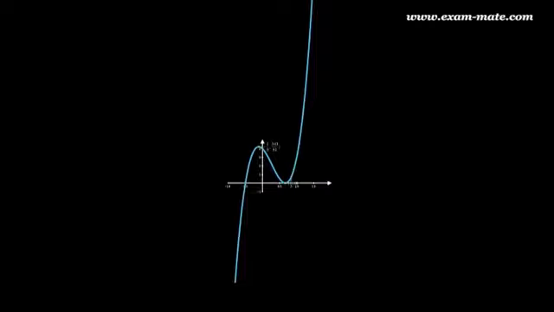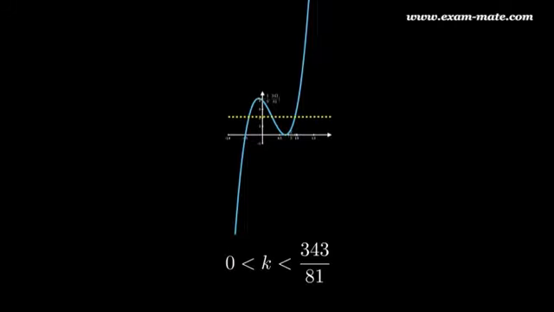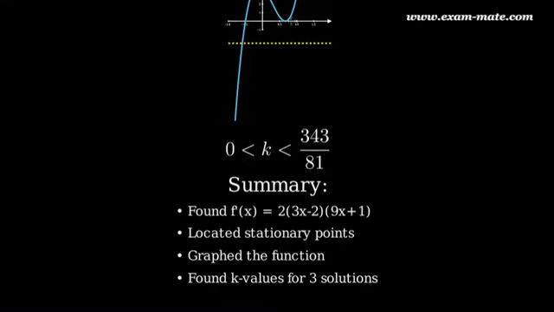For part D, we need to find values of k where f of x equals k has 3 distinct solutions. This occurs when k is between 0 and 343 over 81, the y-coordinate of our local maximum. And that completes our analysis of this curve. We found its derivative, stationary points, graphed it, and determined where it has 3 solutions. Thank you for watching.